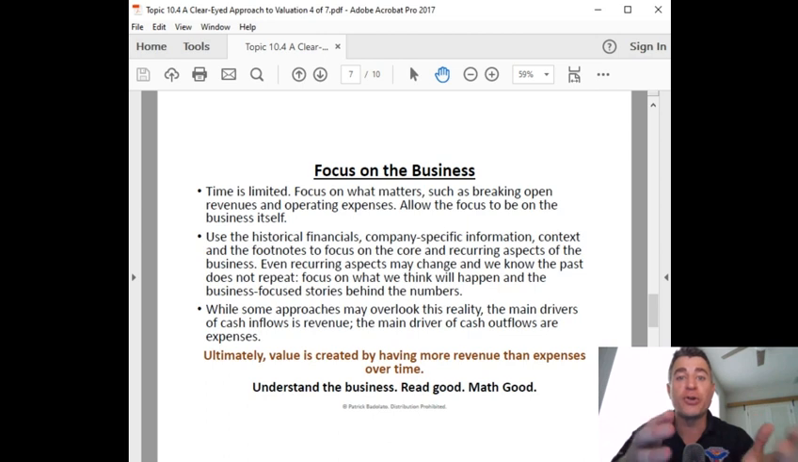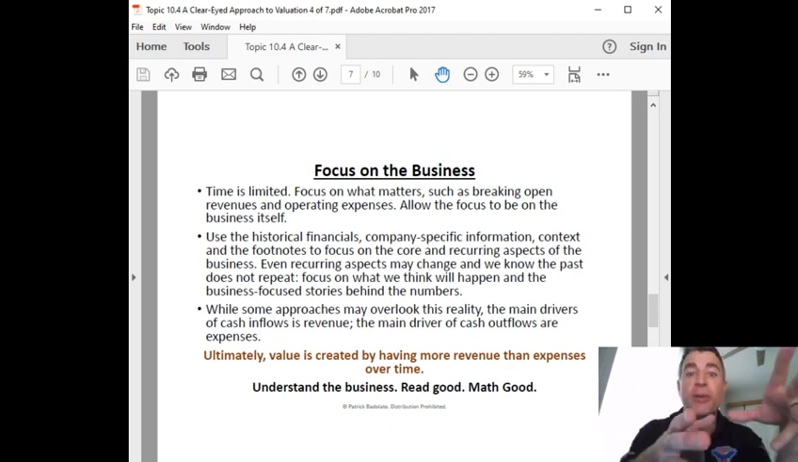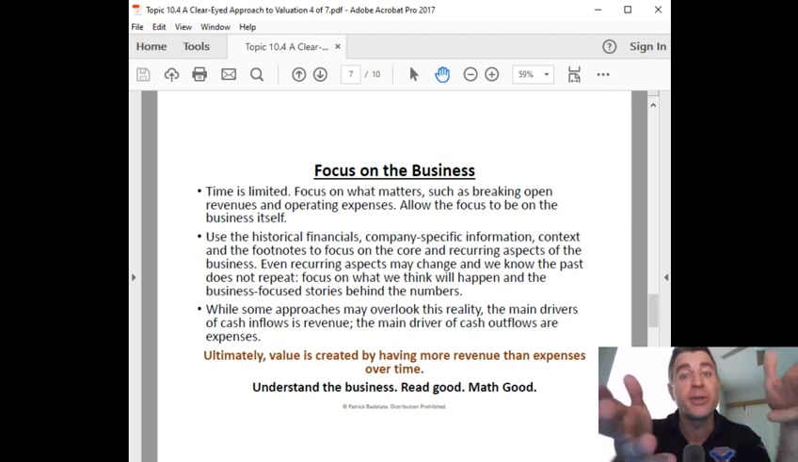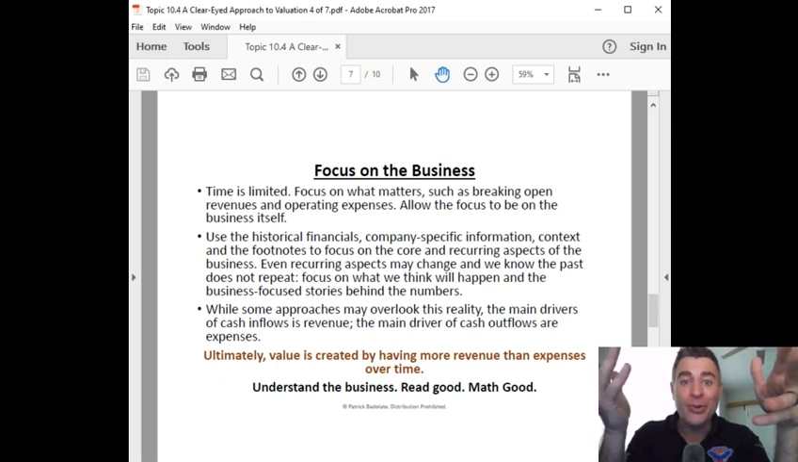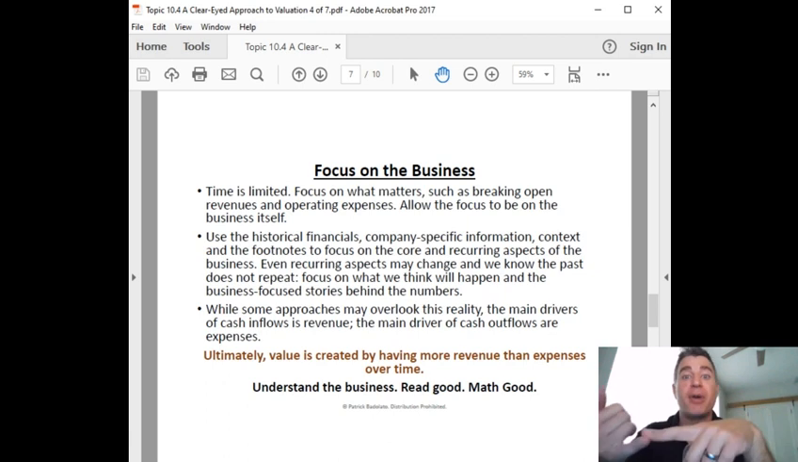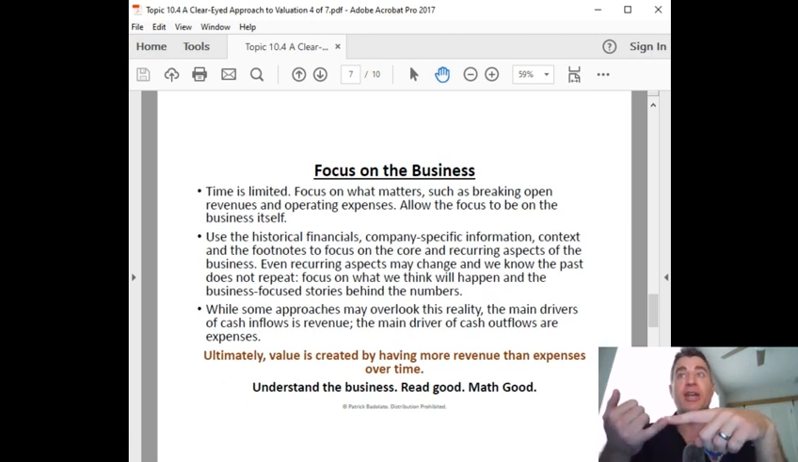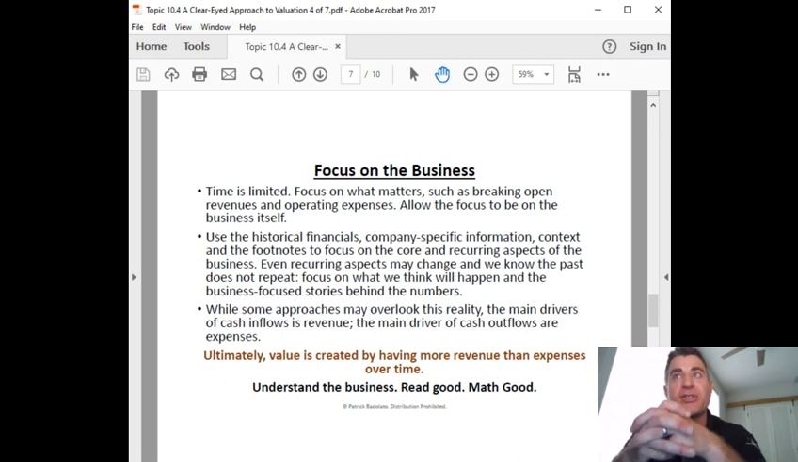Time is limited. And so if we focus on what matters, the less time we spend on adjustments to adjustments and roundabout aspects of valuation, the more time we can spend on the hard part: trying to figure out what we expect the revenues and expenses to be going forward. A specific way we could spend our time, which I cover a lot in my financial statement analysis classes, is looking at the historical financials, company-specific information, context, reading the footnotes, everything else to figure out what's the core and recurring aspects of the business itself.